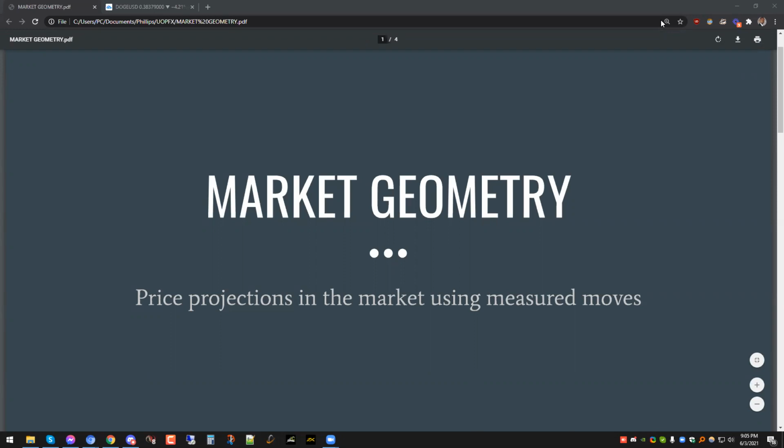This evening, we're doing market geometry. Is everyone with me? If you're with me, just give me a yes in the chat box. Wonderful, wonderful. All right, I see some responses coming in. So basically, market geometry is price projections in the market using measured moves.